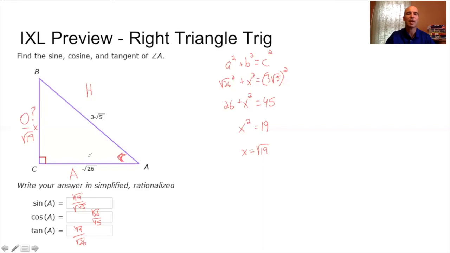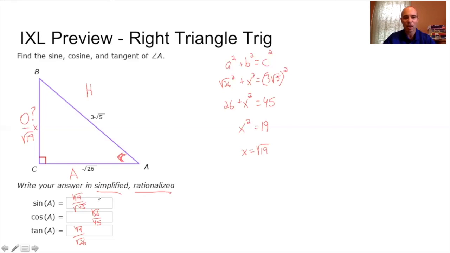Now, they say that they want this simplified and rationalized. What that means is everything needs to be in simplified radical form, and we can have no radicals in the denominator. So we're going kind of into the rabbit hole here, going further and deeper than just basic right triangle trigonometry. So let's talk about it: how do we rationalize the denominator?